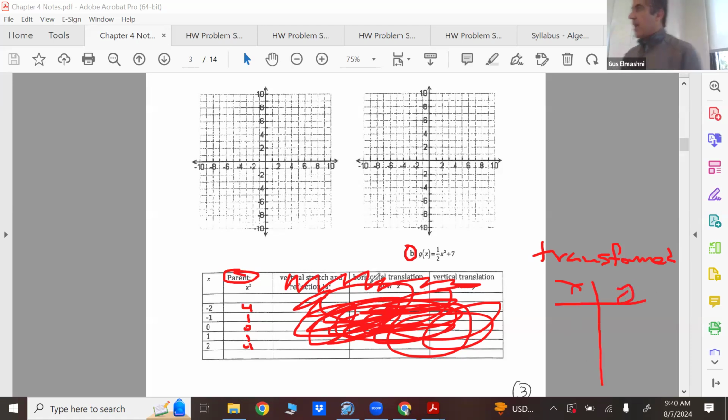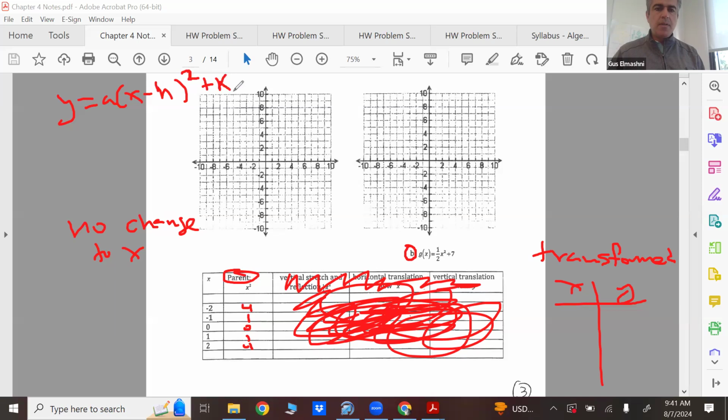Okay, now let's look at x. Am I adding or subtracting anything directly to x here? Do I have parentheses like x minus 1 or x plus 1? No. So it stays the same. x does not change. And remember, we have y equals a(x minus h) squared plus k. h is 0. There's no change to x, so I'm going to keep the same exact x values.